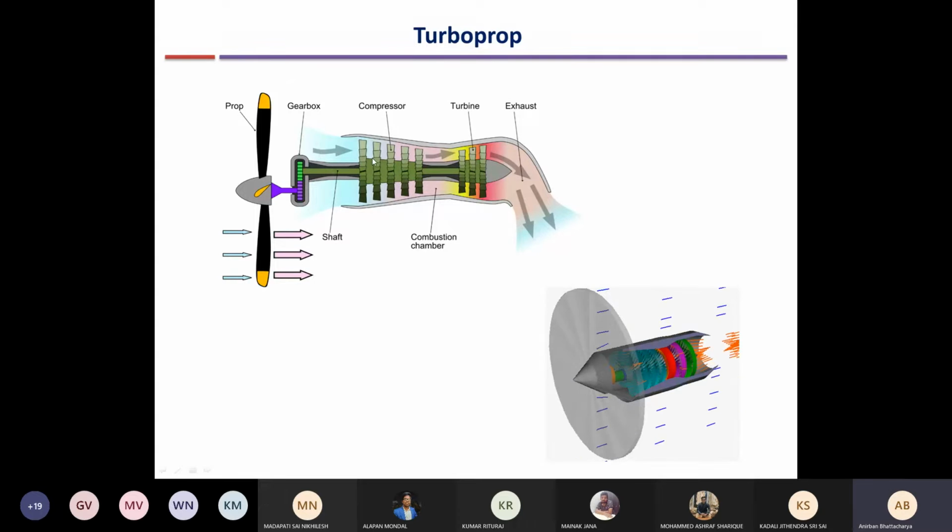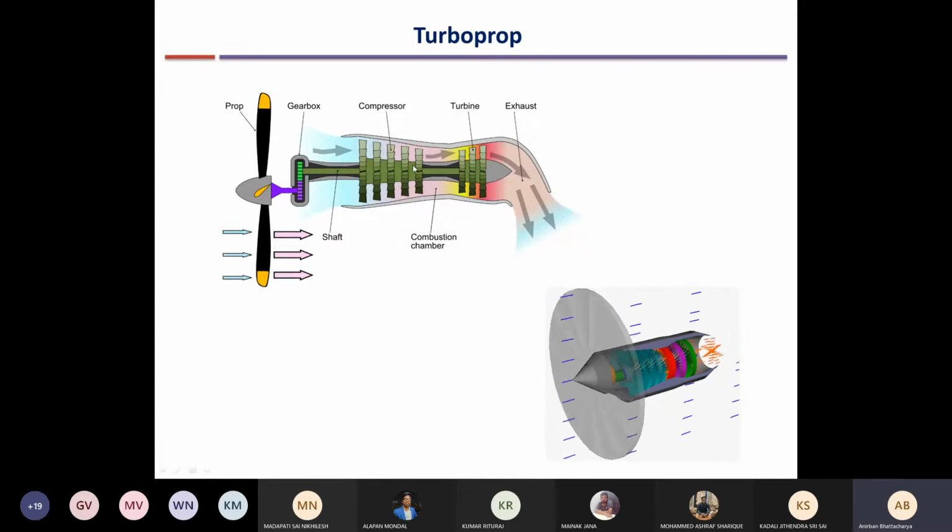We have a compressor which compresses the air, then the combustion chambers, then the turbine. The turbine work is sufficient to run the compressors as well as the propellers. One stage, or a couple of stages, may be running the compressor, and a couple of stages may be running the propeller, and they may be on a single shaft or separate shafts. Typically, if they are on the same shaft, then the propeller speed needs to be reduced. So there is a reducing gearbox, which reduces the rotational speed because the shaft rotates at very high speed.